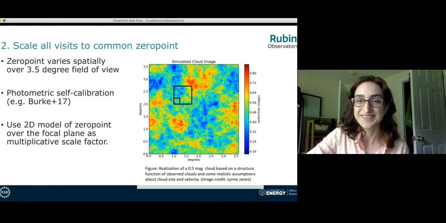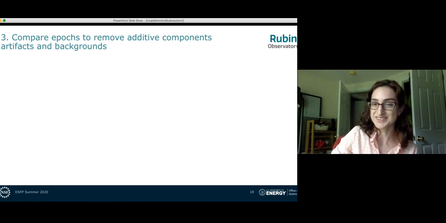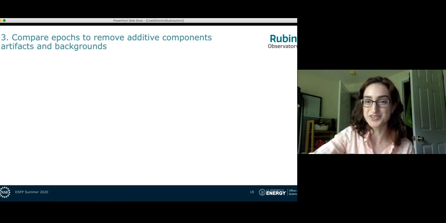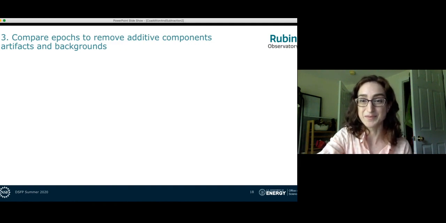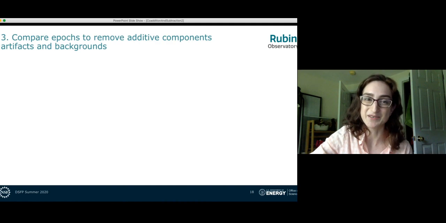The third step is to handle your additive effects. You'll remember in the detection and background subtraction talk that the additive effects are both background, like airglow and moonlight, but also other sources. And in this case, artifacts that we want to remove. That is transients like supernovae that we want to show up in the difference images rather than the templates of the static sky. These also include asteroids, ghosts, any temporal effects that we want to remove.